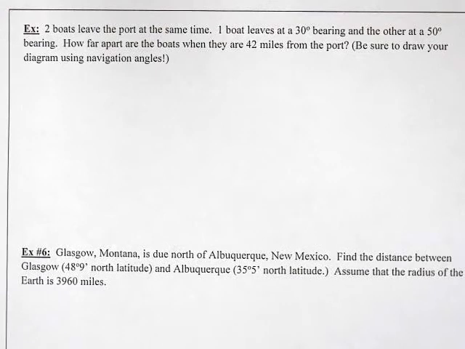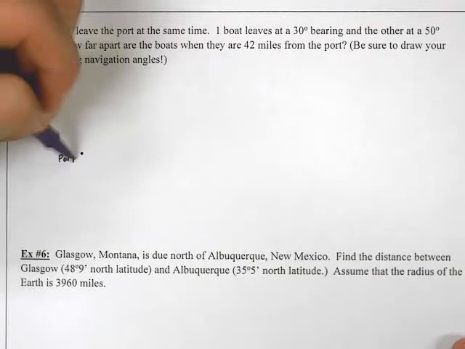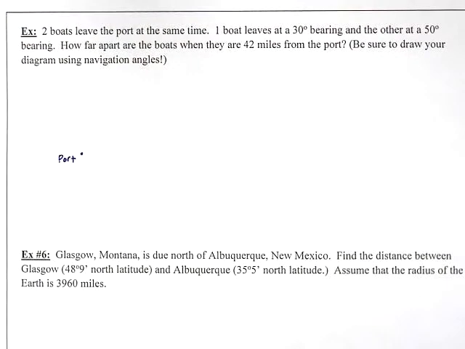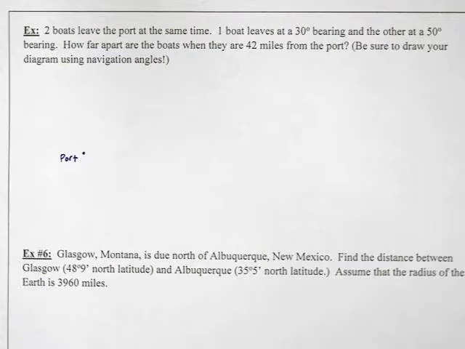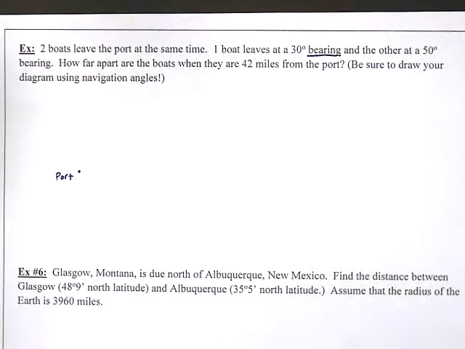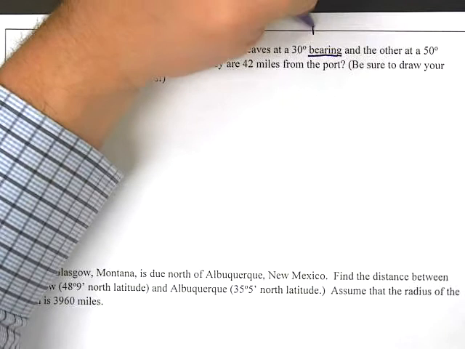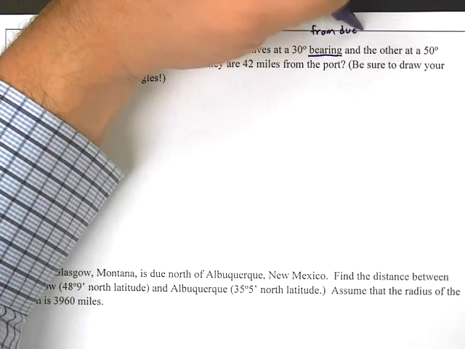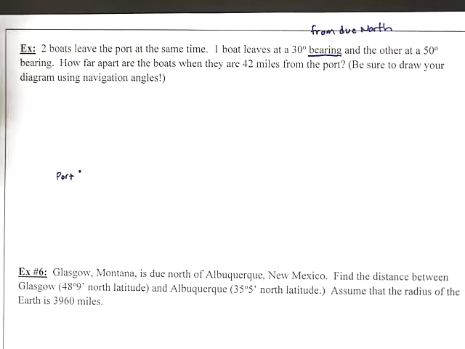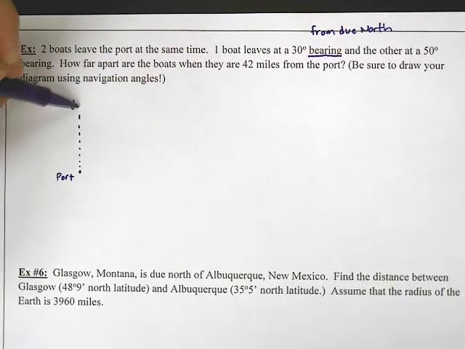So our next example, we have two boats leaving a port. All right, so we are going to say that we have our port right here. And we know that we have two boats leaving the port. Okay, before we get started, we should talk about this, and maybe some of you understand this. This word bearing is completely different than standard position, okay? When you're measuring angles from a bearing, it's from due north. All right, what do I mean by that? Well, that means that I'm going to talk about this port, and I'm going to talk about this as being due north.